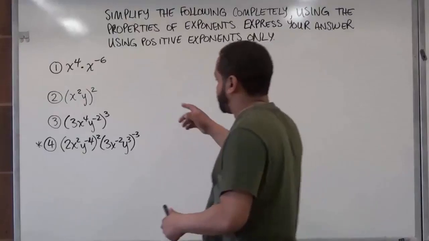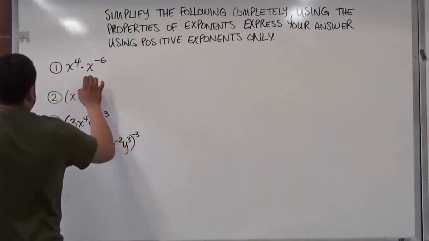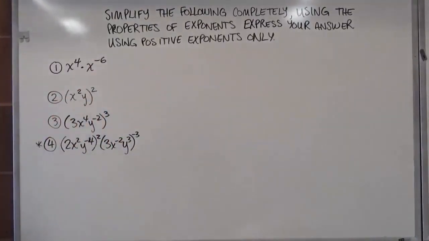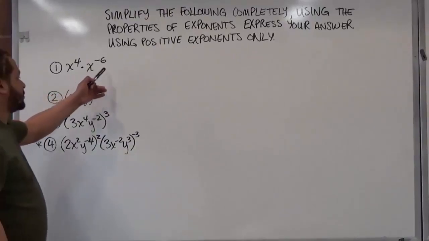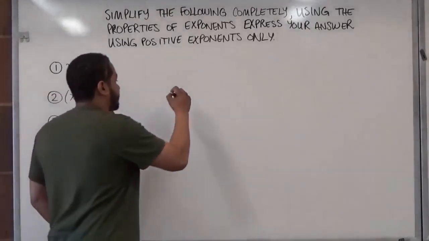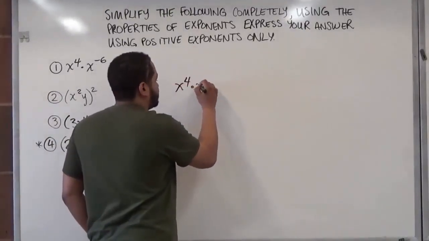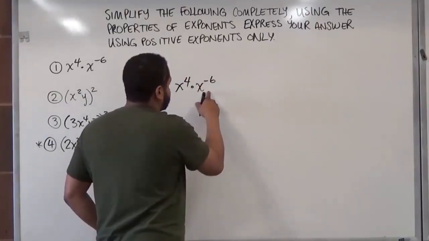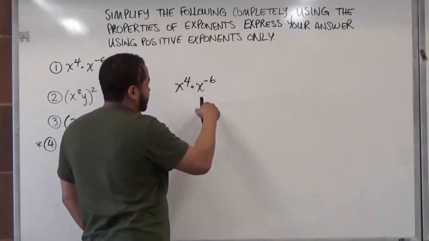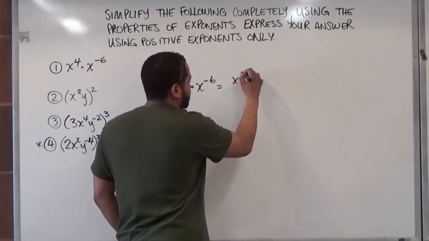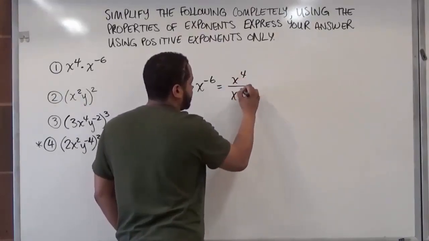We have x to the fourth power multiplied by x to the negative sixth power. Now in this case, we know negative exponents have to move to the denominator. So we have here x to the fourth times x to the negative sixth. So we're going to move the exponent to the denominator. And we get x to the fourth over x to the sixth.